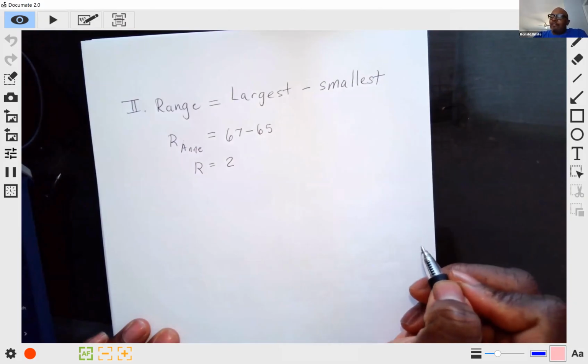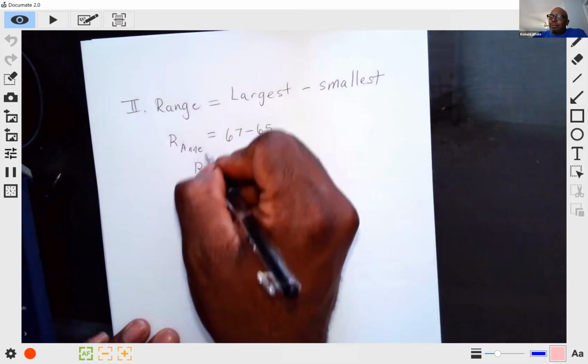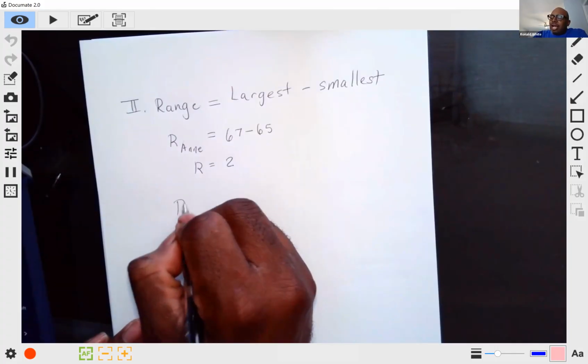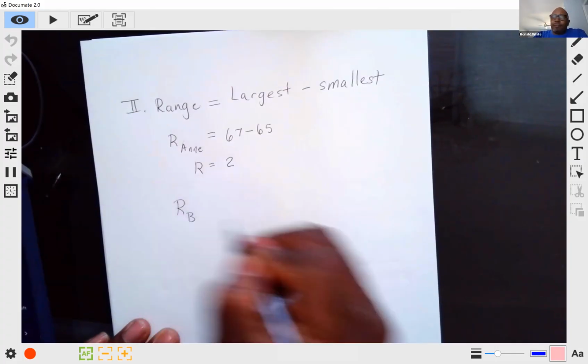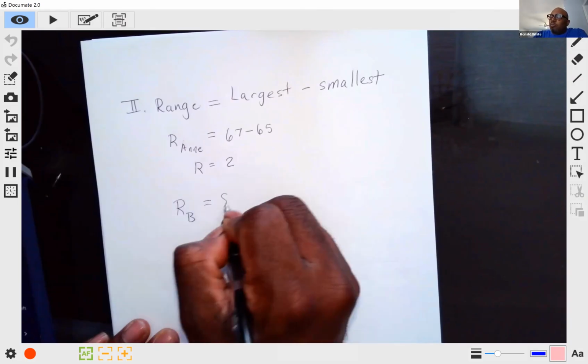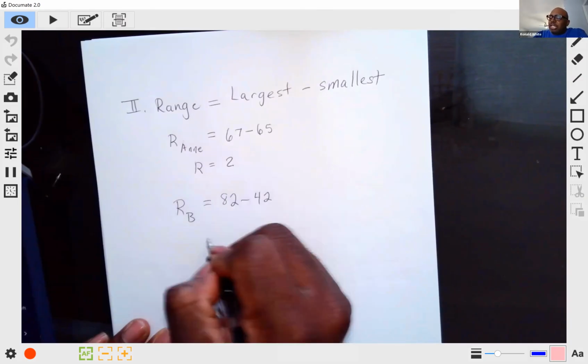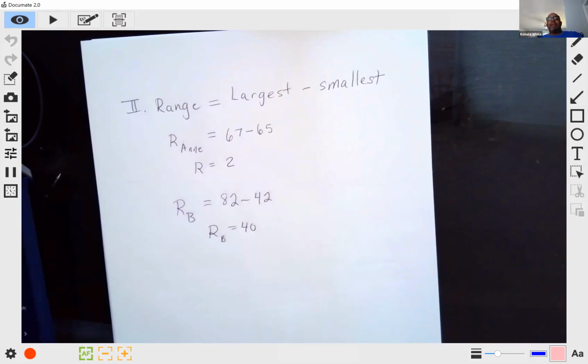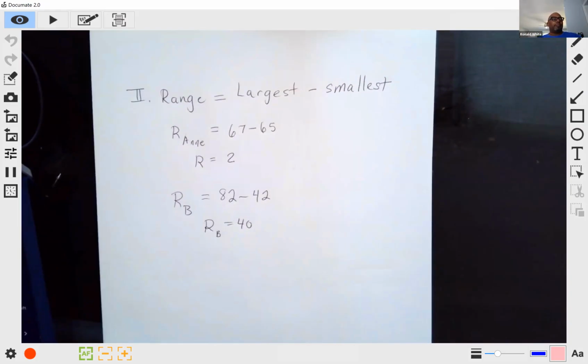And then if you look at Bryce's grade, I didn't mean to put an E on Ann, forget that. Bryce's grades, I'm just going to put R sub B. This would be 82 minus 42, which means Bryce's range is 40. So let's just stop here for a second and talk about this.